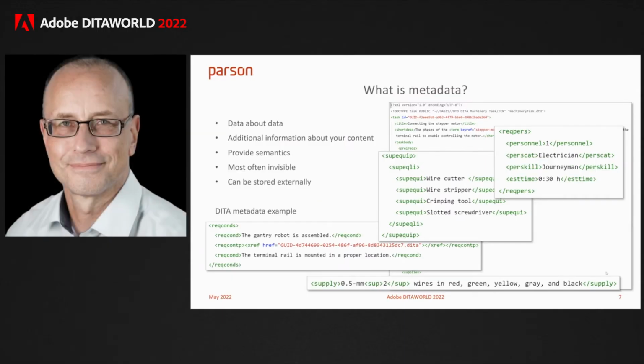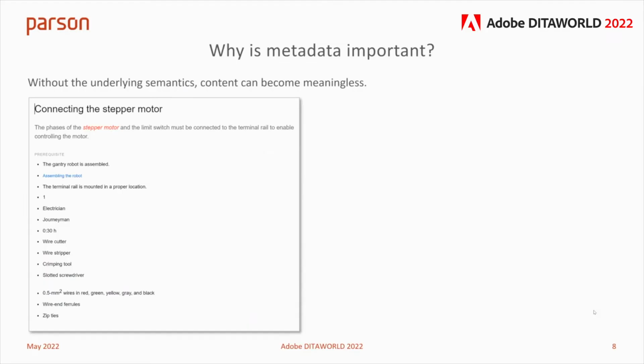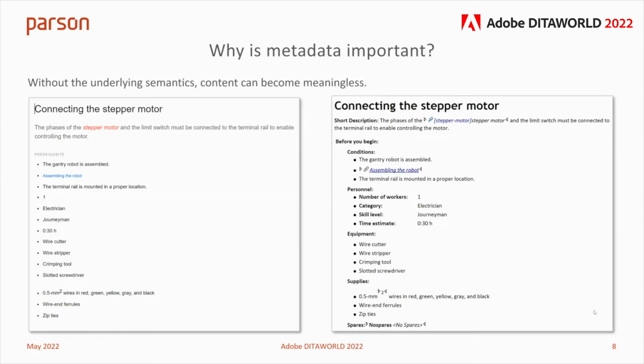And why is this important? Well, without the underlying metadata and the underlying semantics, the content can become completely meaningless. If you render just the content without the metadata, you see only a list of seemingly unrelated items, and you cannot really figure out what each of these items means. So better use and display the metadata of such a topic.